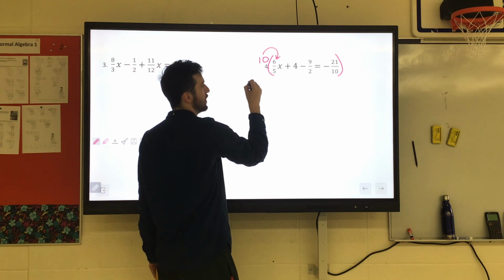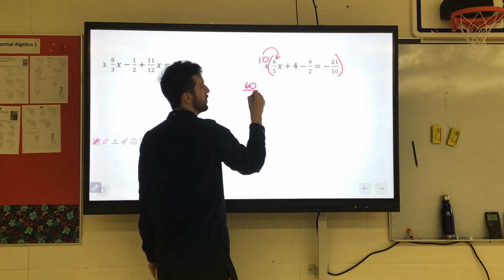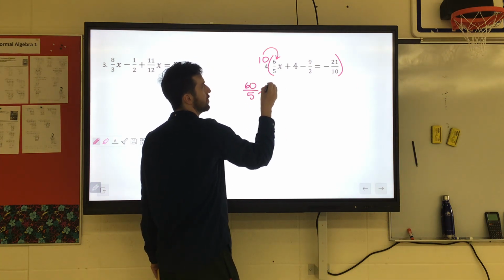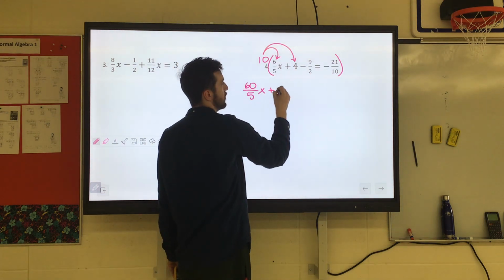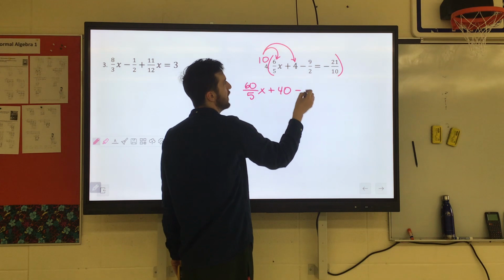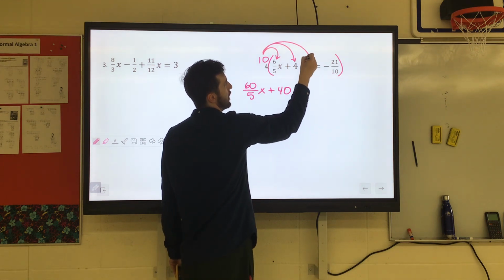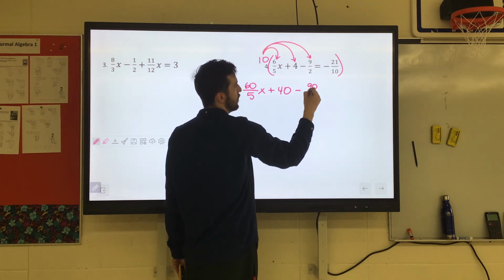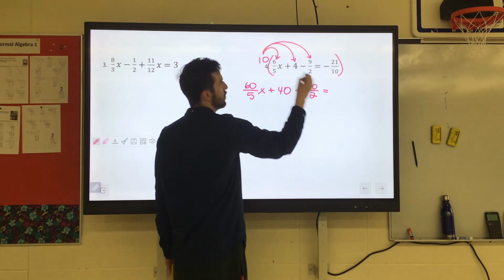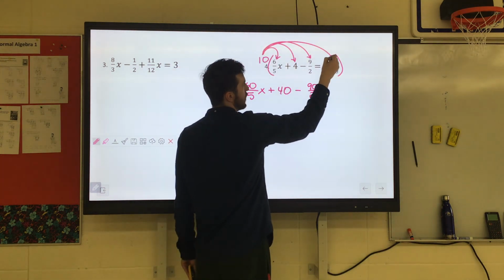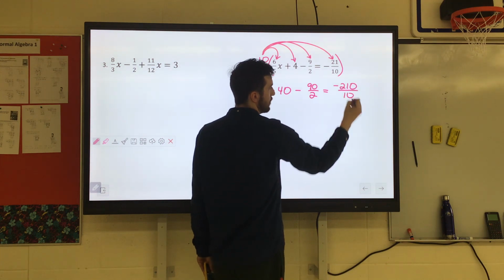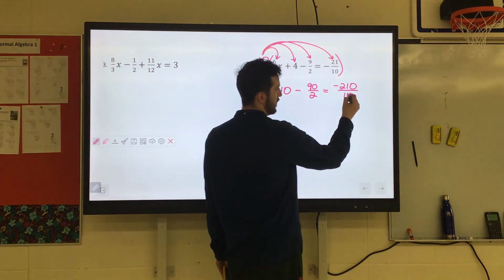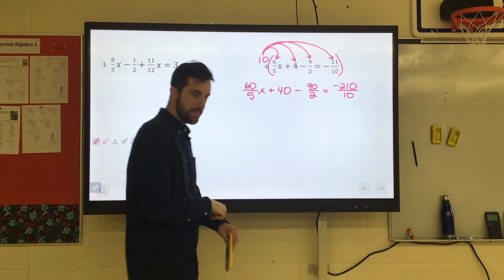10 times 6 is 60. So we have 60 over 5x. This is just a regular 4. So it's just 10 times 4, that's 40. Minus 10 times 9 is 90 over 2 equals 10 times negative 21 is negative 210 over 10. Multiplying by 10 is nice because you just put a 0 on it, right?